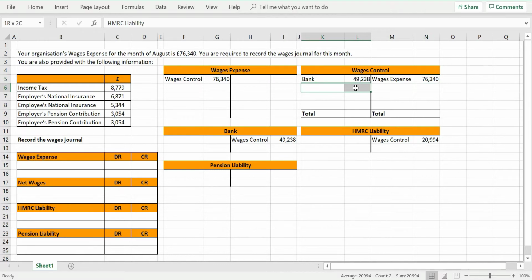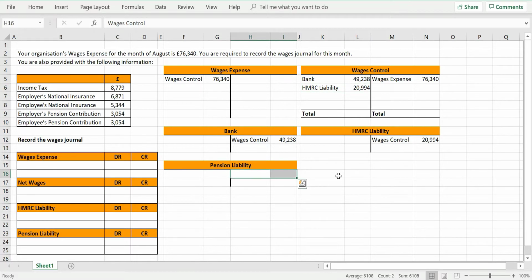So we're going to take it out of there and we've put it into the liability already, like so. So again, you can see that the wages control is being used. We're taking it out of the wages control and putting it into the correct account. The final one then is the pension liability. Now again, the key word is it's a liability.